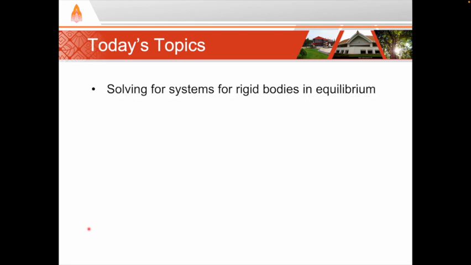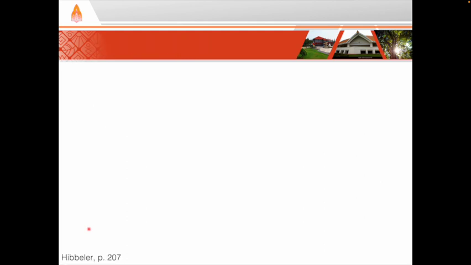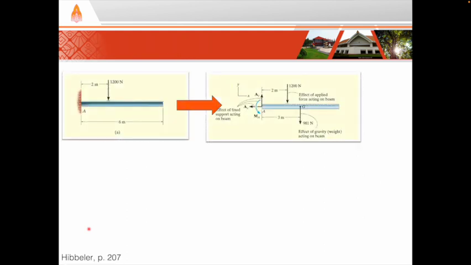In this lesson, we will learn how to solve for reactions at connections to rigid bodies in both 2 and 3 dimensions. And we'll learn how to determine the reaction, which could be either forces or moments, at each rigid body connection. In our last class, we learned how to draw models of systems with rigid bodies using free body diagrams. Today, we will learn how to solve those systems.